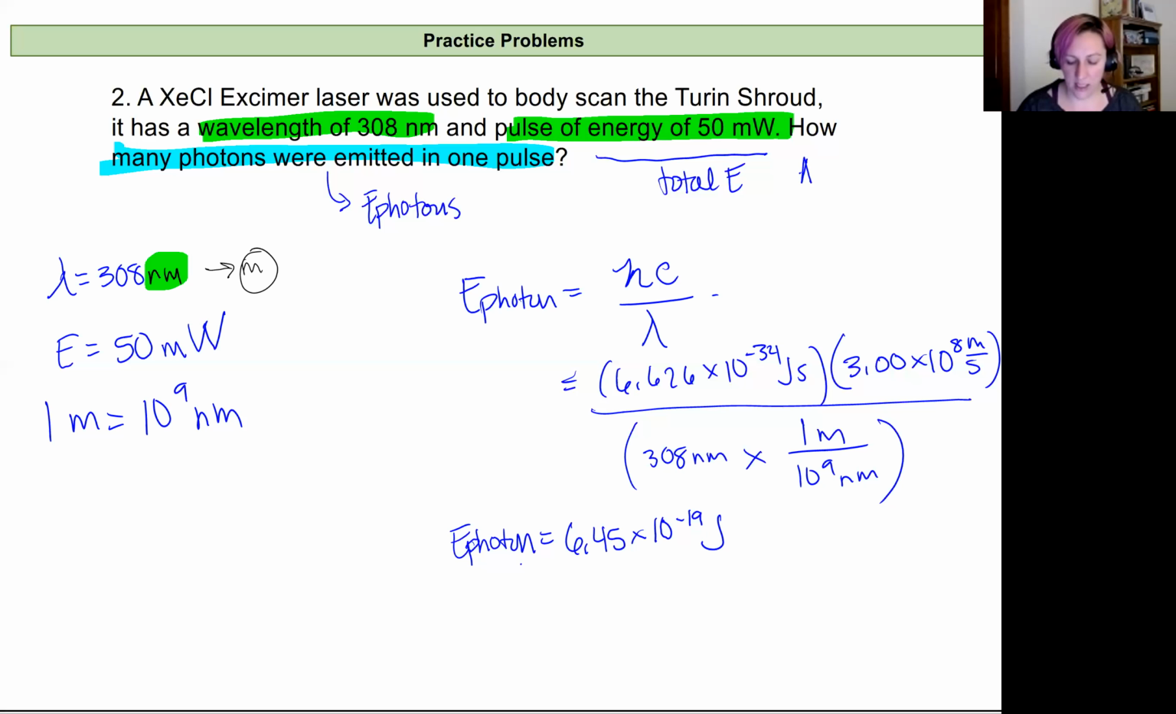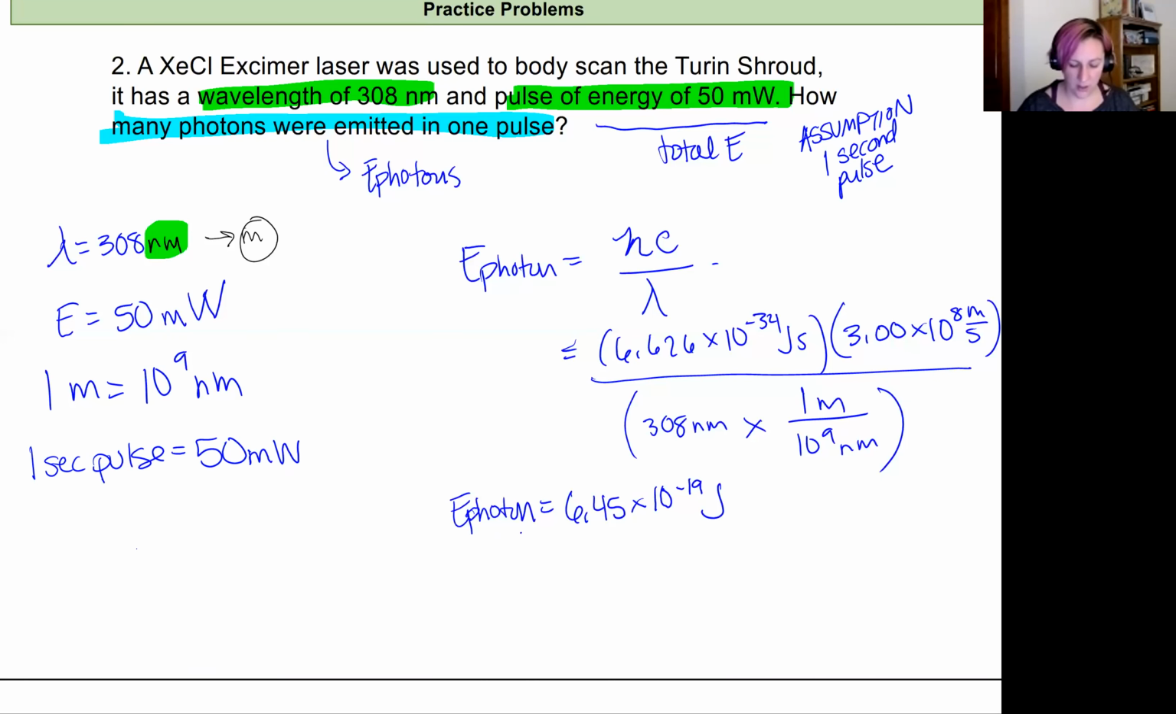So we're going to make a little assumption that I probably should have put in the problem before you tried it, that this is a 1 second pulse. If we assume a 1 second pulse, we can convert the energy of that pulse into just energy in terms of joules. So we can go from milliwatts to joules. If we are assuming a 1 second pulse, that means we're going to have 50 milliwatts in that 1 second.